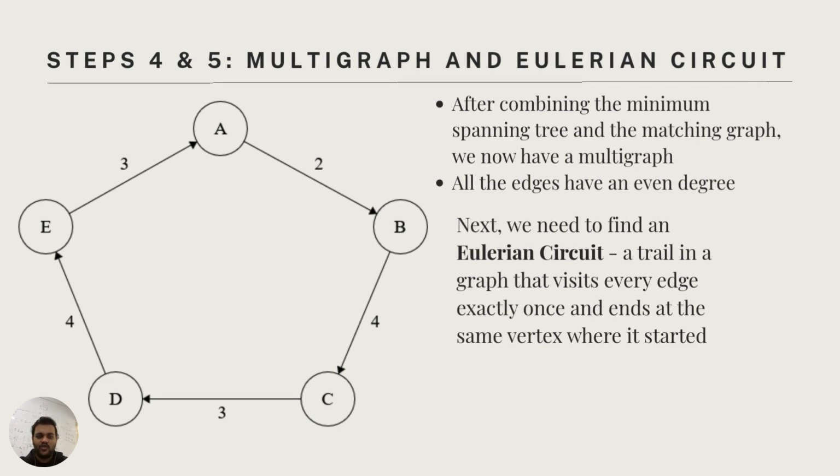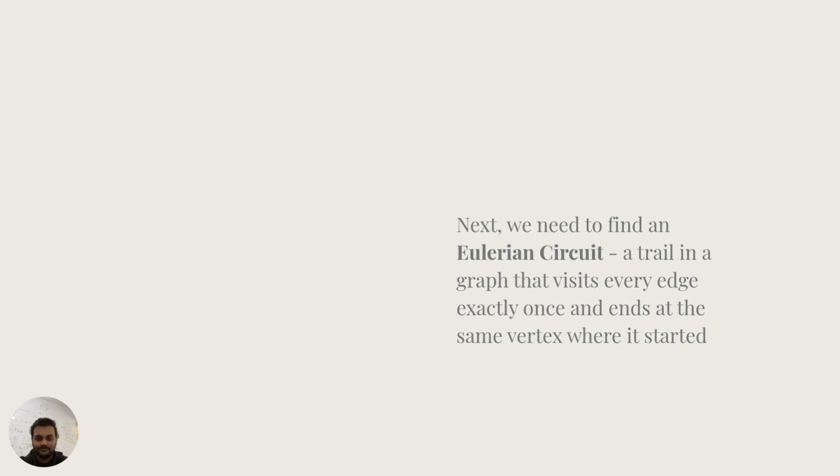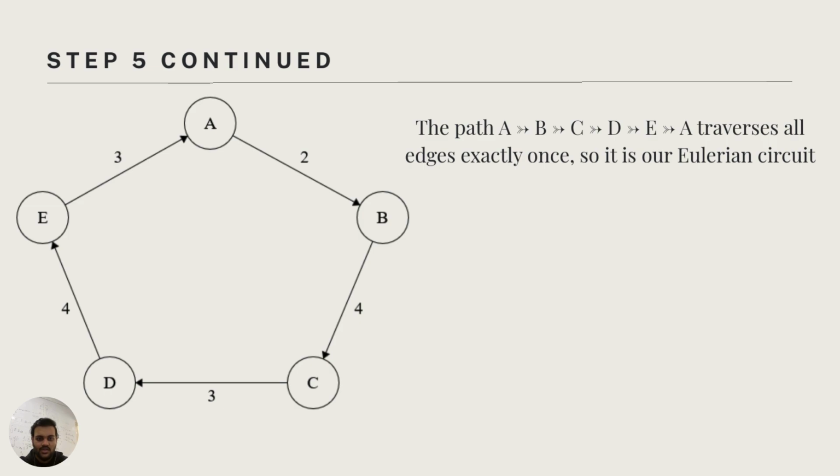Steps 4 and 5 involve creating a multigraph and finding a Eulerian circuit. After combining the minimum spanning tree and the matching graph, we now have a multigraph. So all the vertices have an even degree. In this graph, we need to find an Eulerian circuit, which is a trail in a graph that visits every edge exactly once and ends at the same vertex where it started. As you can see, the path A to B to C to D to E traverses all edges exactly once. So this is our Eulerian circuit.